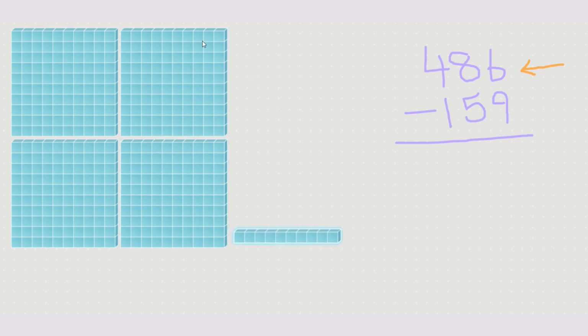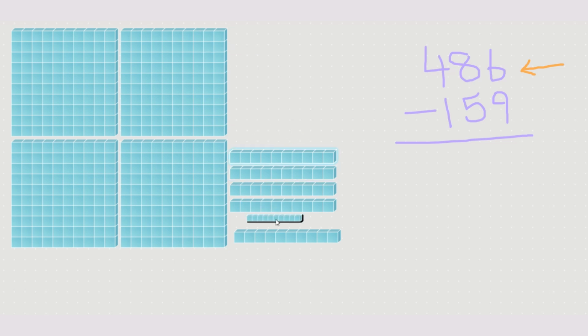1, 2, 3, 4, 5, 6, 7, 8. And there is a 6 in the ones place. That tells me I need 6 ones cubes.